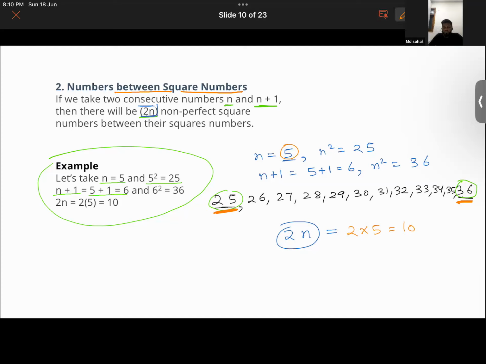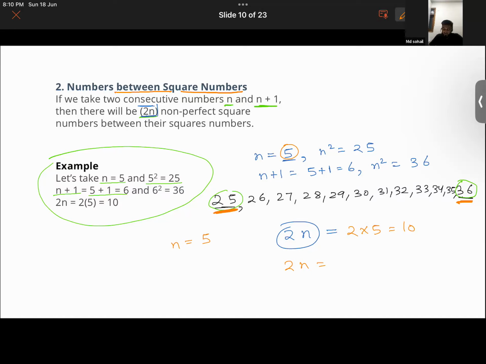Okay, so we see that there are exactly 10 numbers in this case. How did we find out? We simply found out by the formula 2n here. So we ultimately knew that the value of n was 5 here. How did we calculate the value of 5 here? None of you asked me this question.